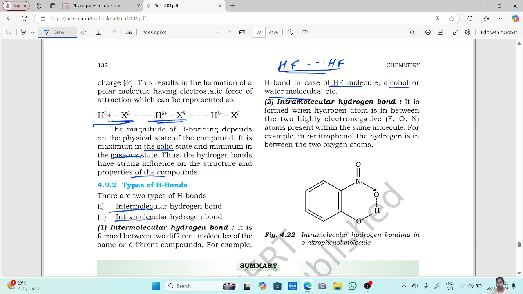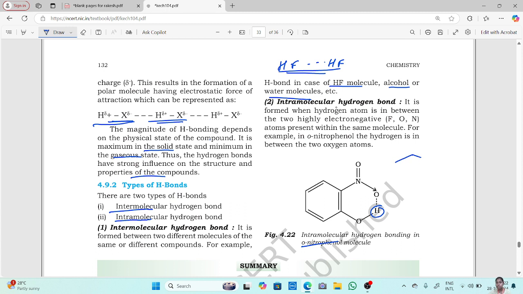What is intramolecular hydrogen bonding? It is formed when the hydrogen atom is in between two highly electronegative, that is F, O, N atoms present within the same molecule. For example, o-nitrophenol, where the hydrogen is in between two oxygen atoms. Intramolecular means the hydrogen bond is formed in the same molecule, not like two molecules combining. Here the hydrogen is present between two oxygens.